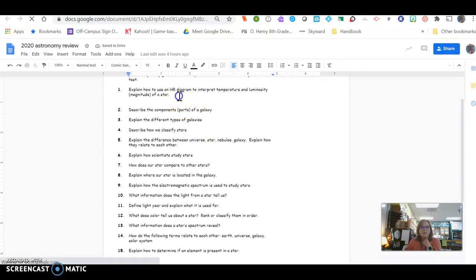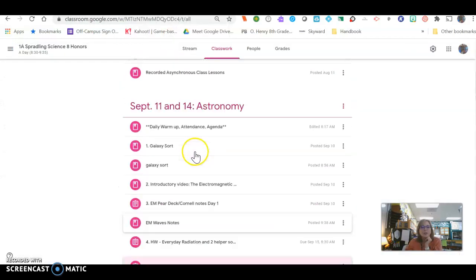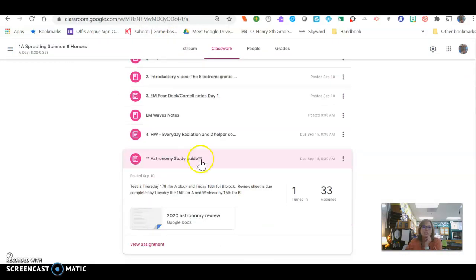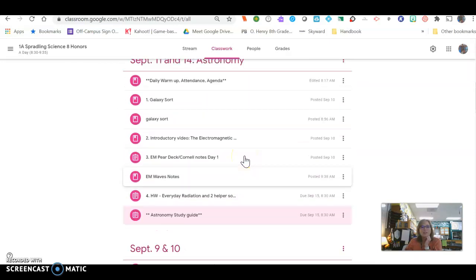I do ask that with your answers, you change the color of your font so that your answers are in a different color. So that slide and your review sheet will be due by next class period, which will either be next Tuesday or next Wednesday. I hope that this covers everything that you have there.